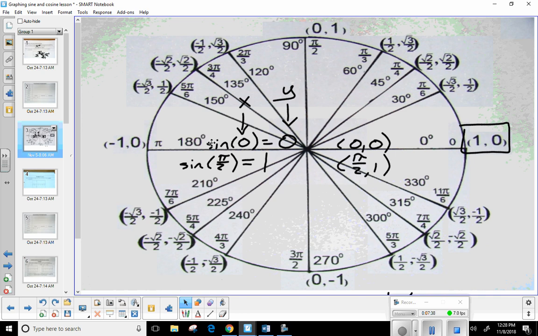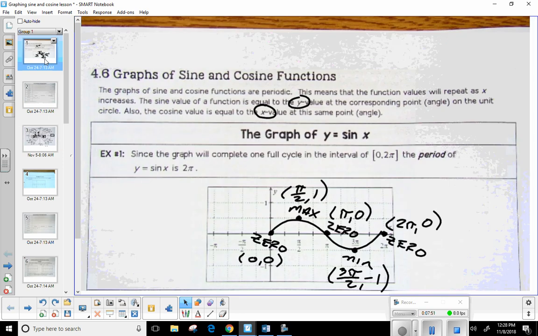And as we continue to go all the way around the circle, we're going to get all the other points. That's where the graph comes from. It's coming directly from my unit circle. All right. Remember, what was the third ordered pair? Okay. The third ordered pair was pi, 0, right?